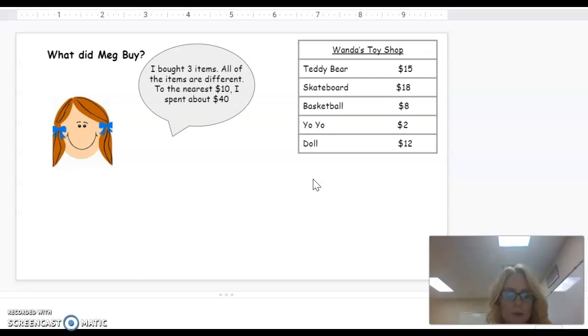Then you will want to look at the person who is making the purchase and what the rounded dollar amount would be right here. Meg buys 3 items and the total to the nearest $10 is $40. So we would need to try and find one set of 3 items that added together, the total would be rounded to $40. That would mean we'd want our total to be between 35 and 44 because all those totals would round to 40 when rounding to the nearest $10.